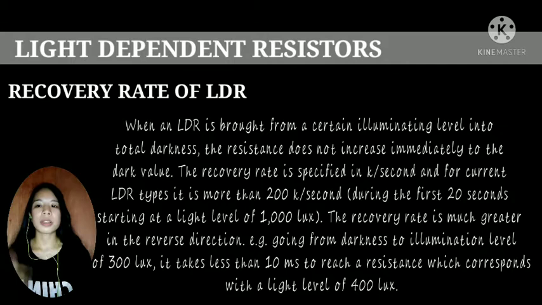So that means the recovery rate is much greater in the reverse direction. Going from darkness to an illumination level of 300 lux, it takes less than 10 milliseconds to reach the resistance which corresponds with the light level of 400 lux.